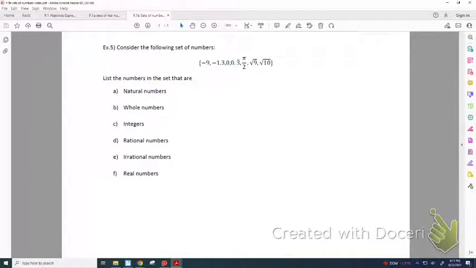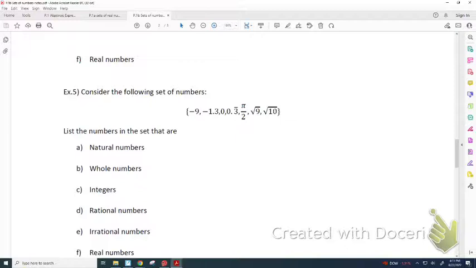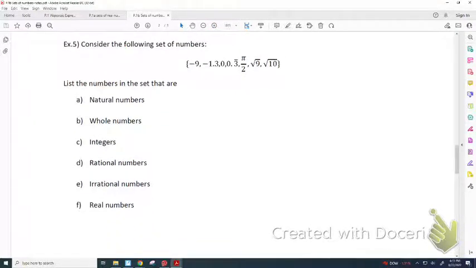In college algebra today, we worked with more sets of numbers. And we have a problem here, number 5, with a set of numbers. So maybe hit pause and sort them into the correct sets. All right, I'm going to go one number at a time.